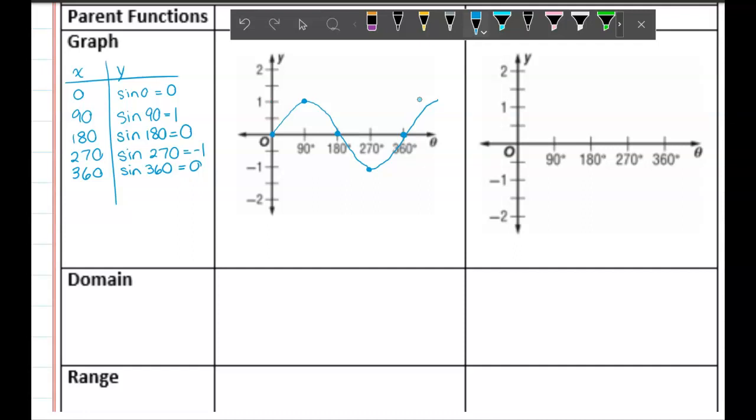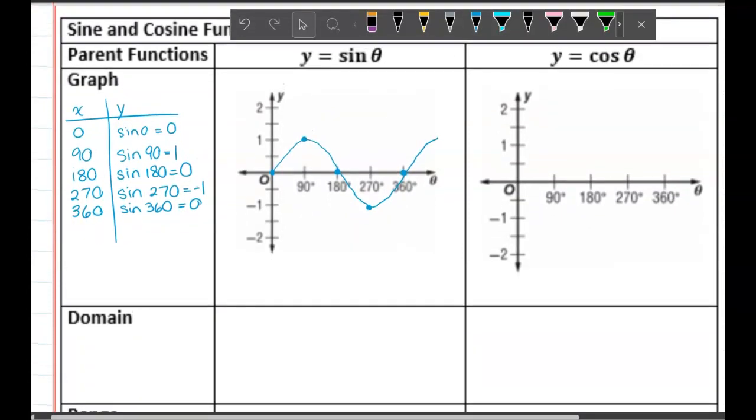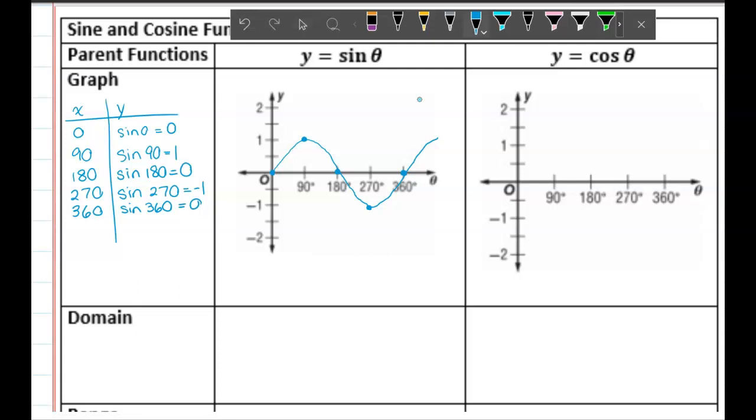Similarly, we can do the same with cosine. Again, you could make a t-table. You can even just plug this into Desmos and graph it. We are currently graphing what are called the parent functions, where there are no other coefficients or transformations applied to these functions. This is just the basic function. Cosine is going to look very similar to sine. In fact, I'm going to try to smooth this out just a little bit if I can. And it would continue on in both directions infinitely.